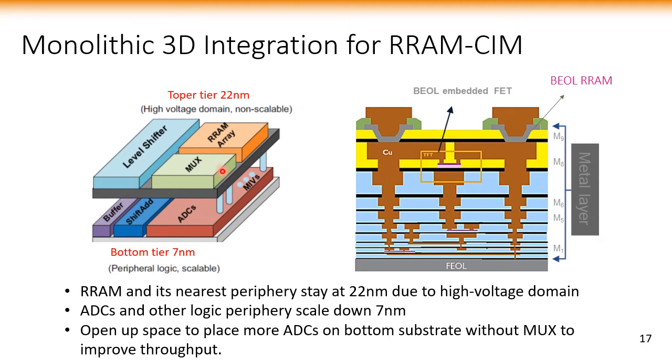Here we do require active transistors in the back end to drive the RRAM array. We propose some back-end-of-line embedded FETs, for example, based on an oxide channel, which can serve as those high voltage drivers to drive the RRAM array in the back end. So this may open up space in the bottom substrate to allow more ADCs to further improve the throughput, because now we save the space by 3D folding.